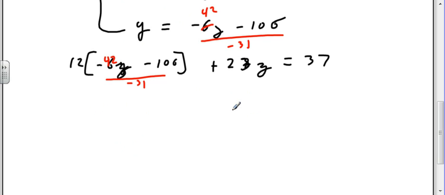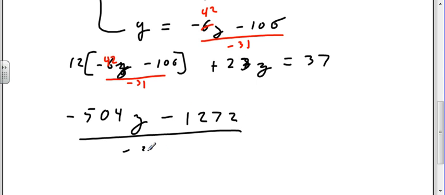Okay, so I got 12 times 42. 42 divided by 31. That, I don't like that at all. Okay, so I got 504 minus 504z minus 106 times 12, 1272, divided by minus 31 plus 23z is equal to 37.